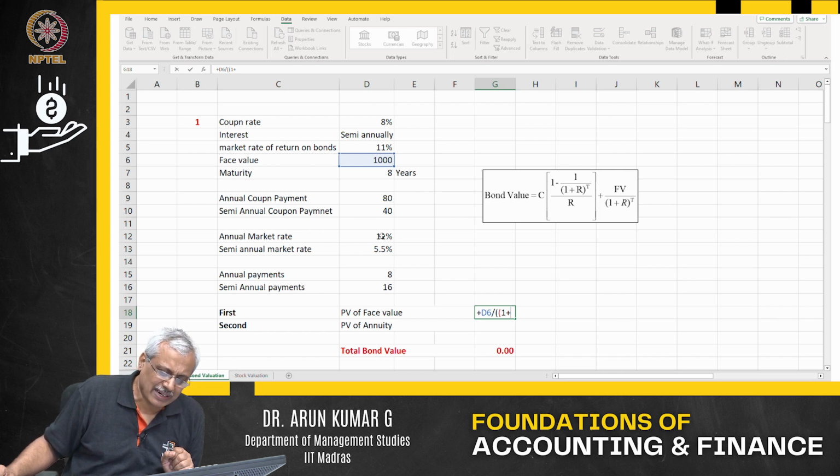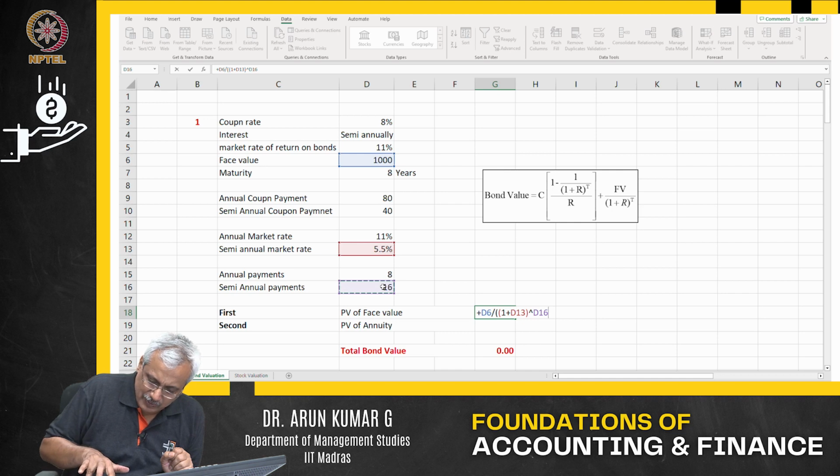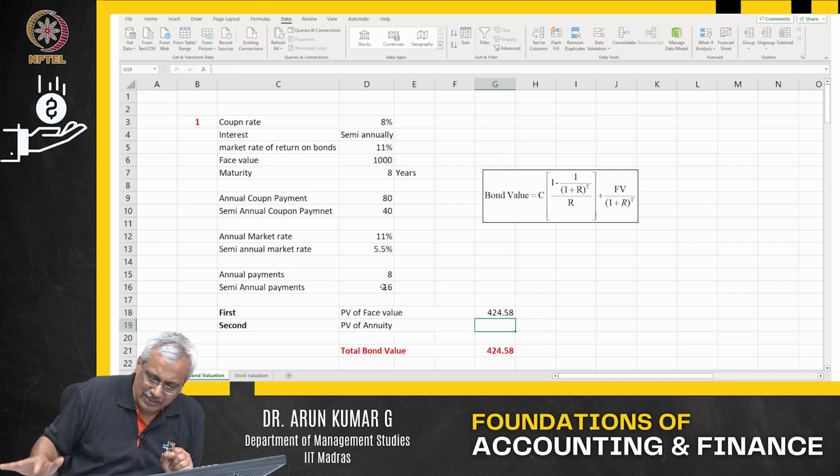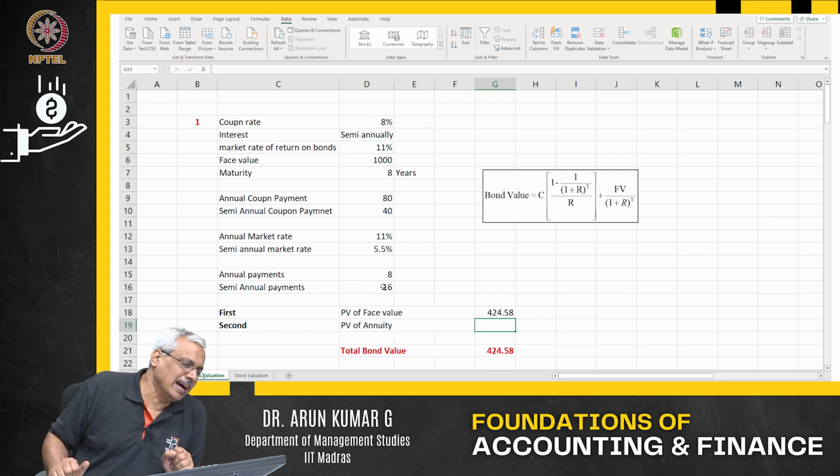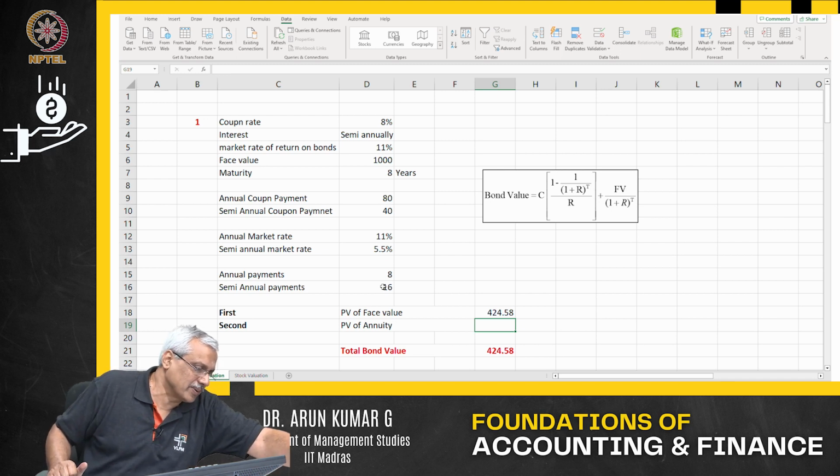Though the annual market rate is 11%, my semi-annual rate is compounded every 6 months. I am going to earn about this to the power of... I am not going to get 8 payments, I am going to have 16 periods, so the power of 16 is what I will take into consideration at this stage, and this will be the face value of the bond.